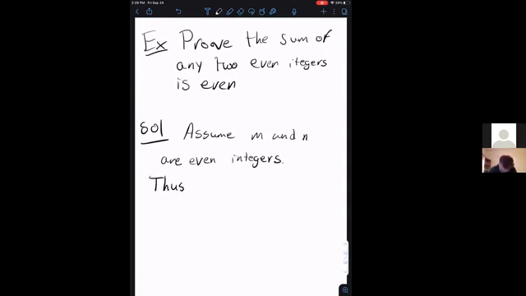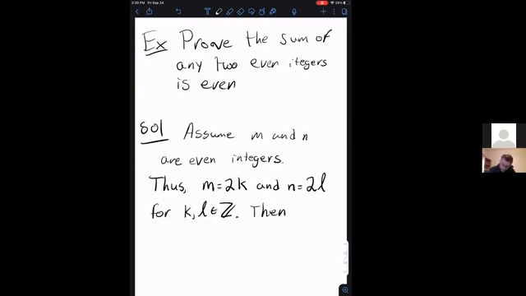Thus, which means then, right? But people say thus. Thus, m is equal to 2k and n is equal to 2 times L, for k and L in the integers. Doesn't matter, they're just variables. That's what it means for m and n to be even: that m is 2 times some integer and n is equal to 2 times some other integer.